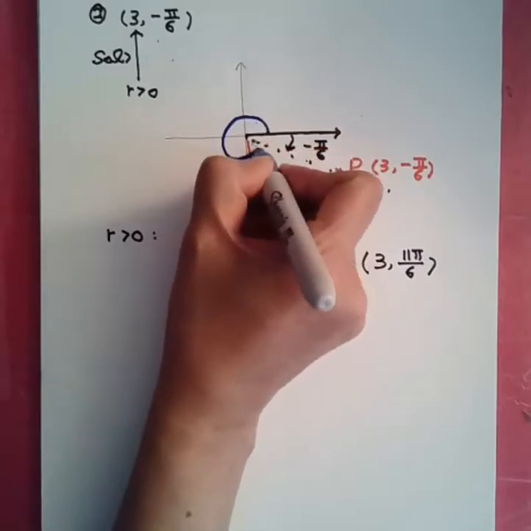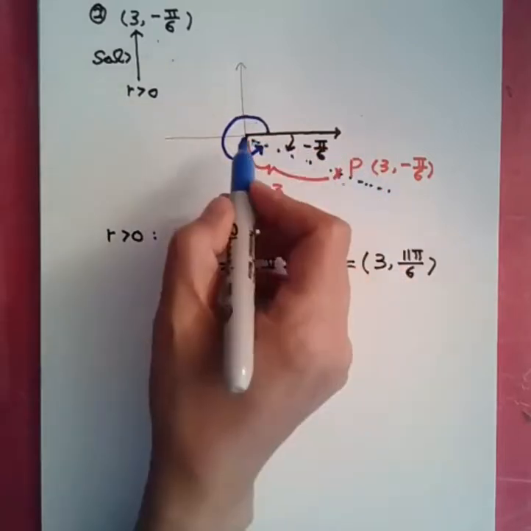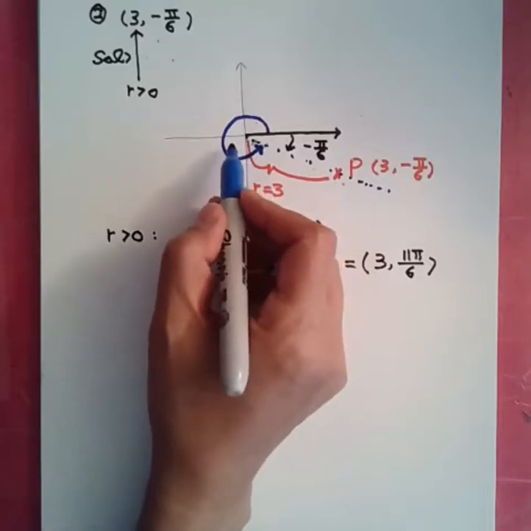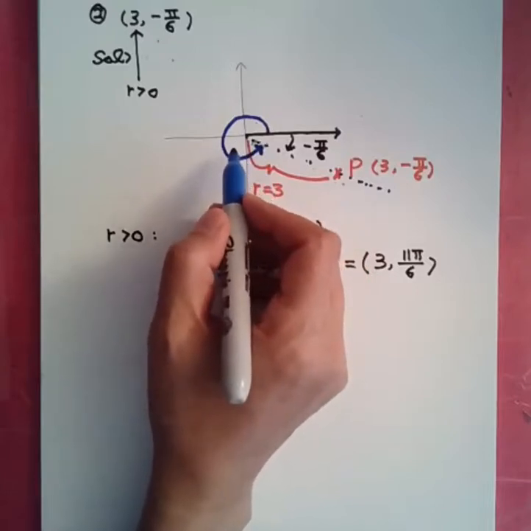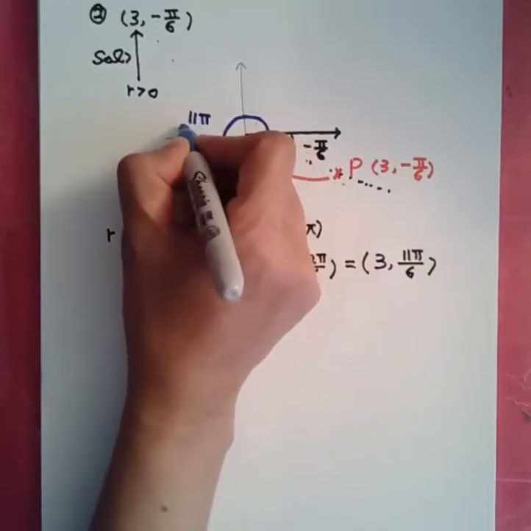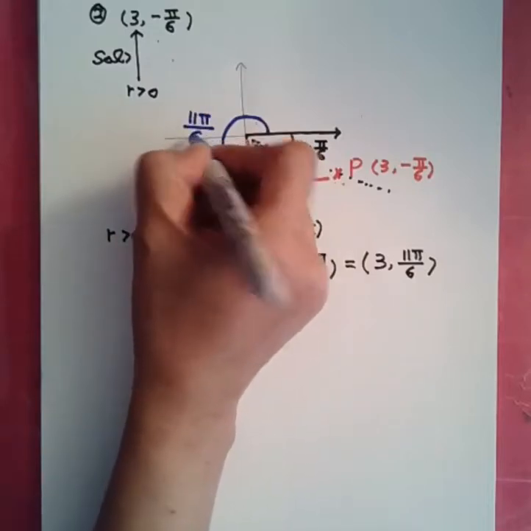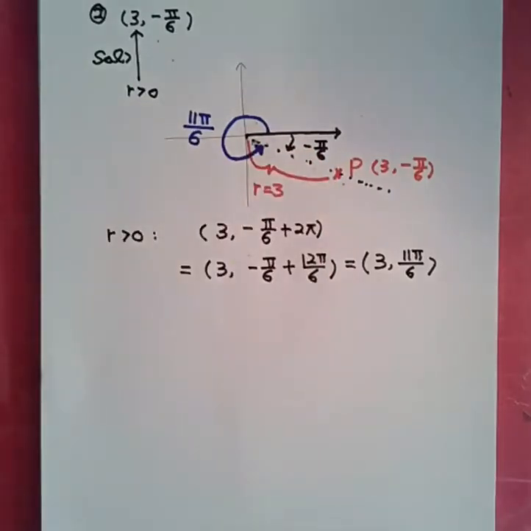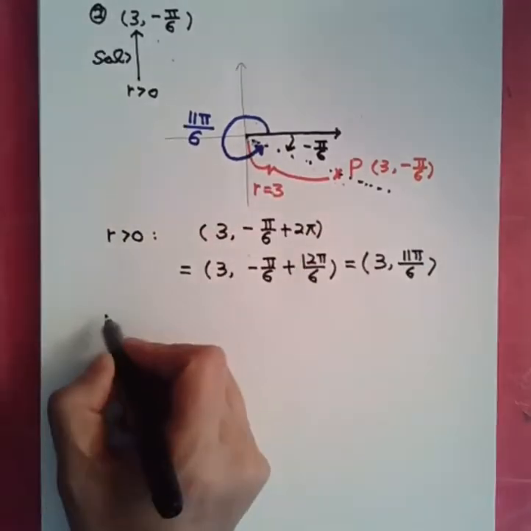So this time we understand the angle differently, and it became 11 pi over 6. Both angles share the same initial side and the terminal side.